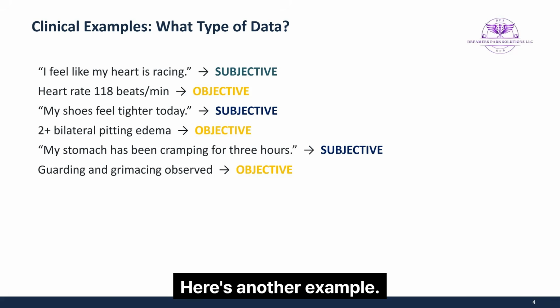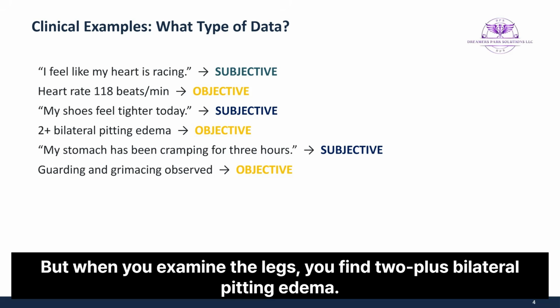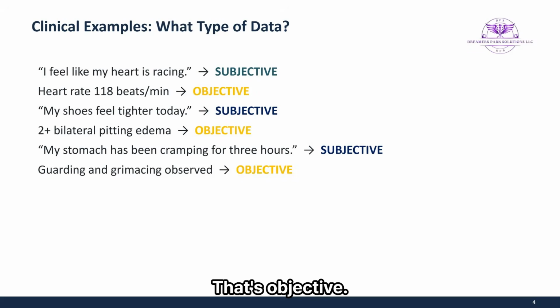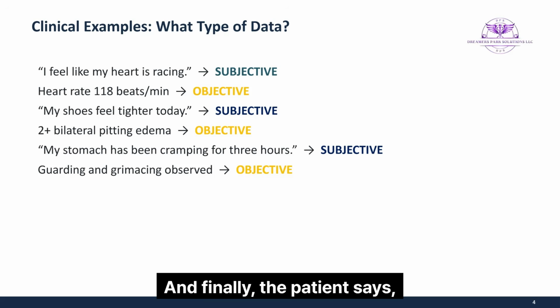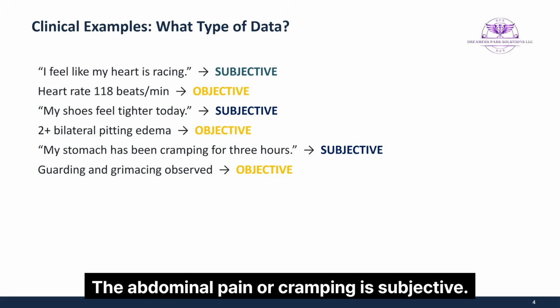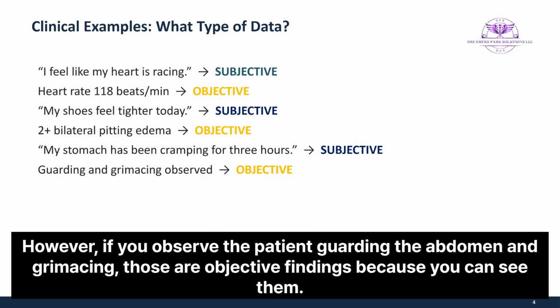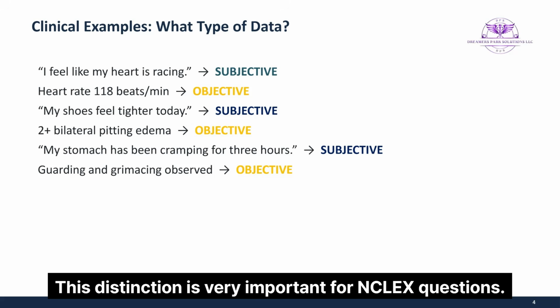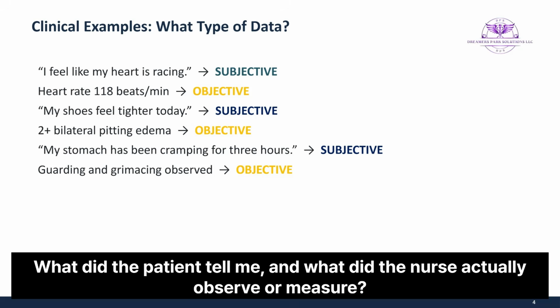Here's another example. The patient says, "My shoes feel tighter today." That's subjective. But when you examine the legs, you find 2+ bilateral pitting edema. That's objective. And finally, the patient says, "My stomach has been cramping for 3 hours." The abdominal pain or cramping is subjective. However, if you observe the patient guarding the abdomen and grimacing, those are objective findings because you can see them. This distinction is very important for NCLEX-RN questions. Think, what did the patient tell me, and what did the nurse actually observe or measure?